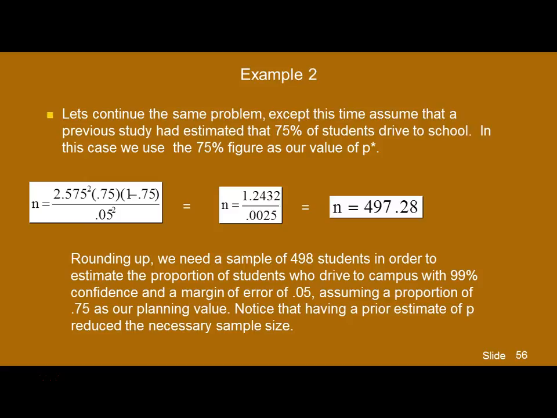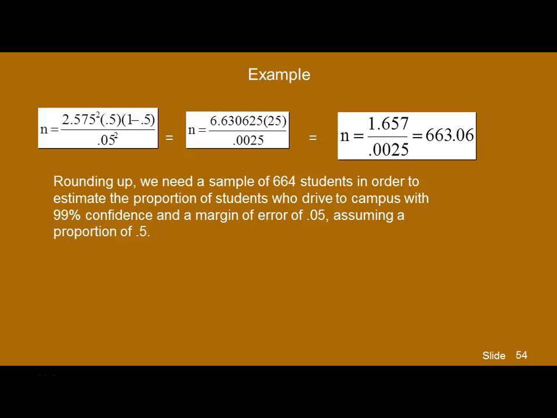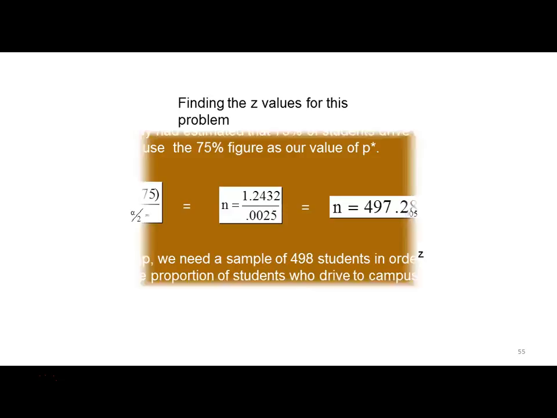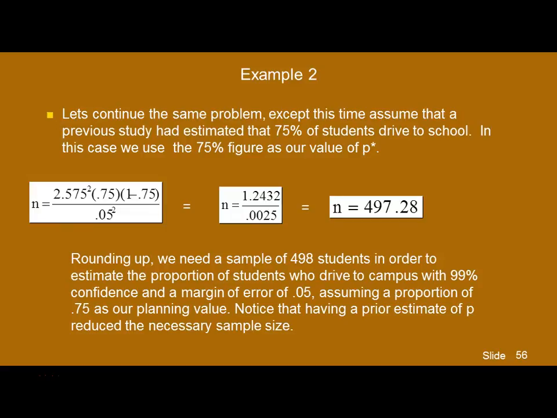Notice that having that planning value, having that prior estimate, reduced the necessary sample size quite significantly. When we had no such prior estimate, we had to take a sample of 664. But with this prior estimate, we only need a sample size of 498.